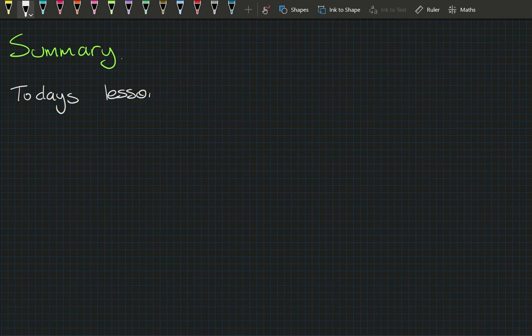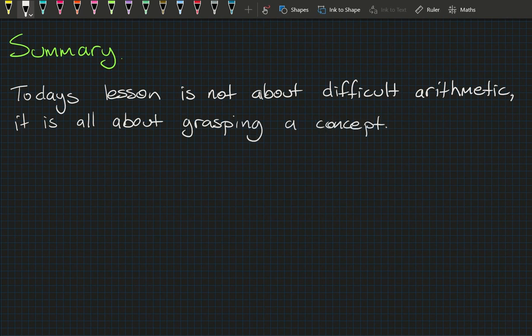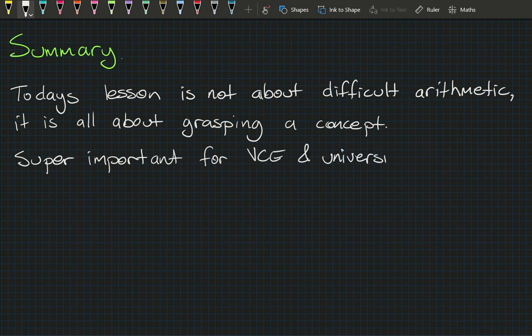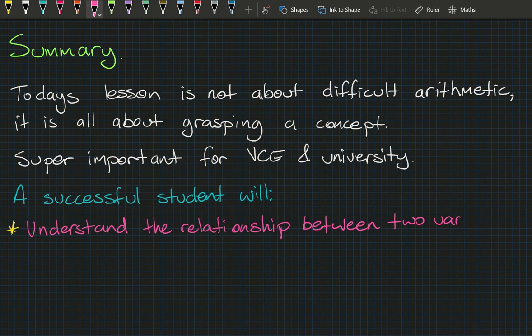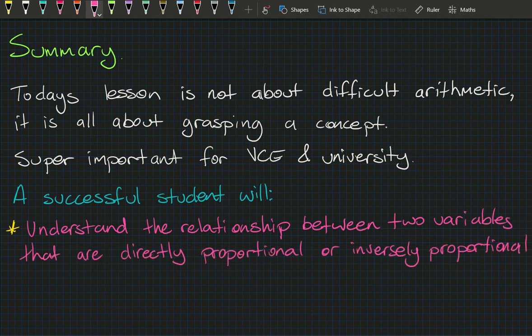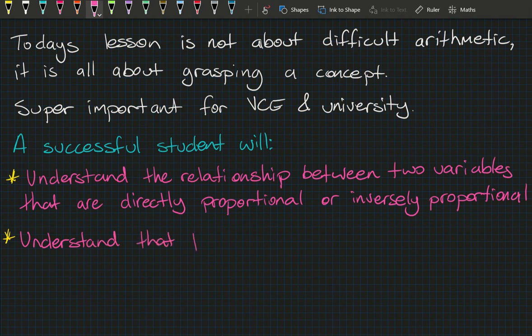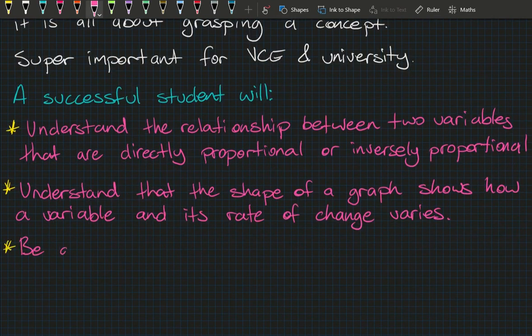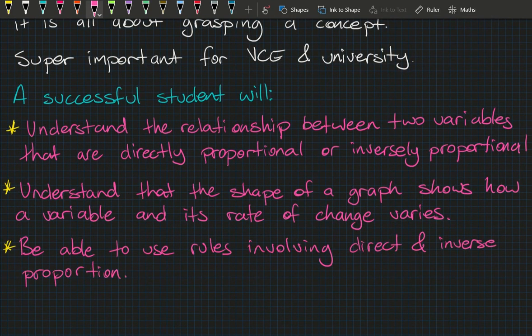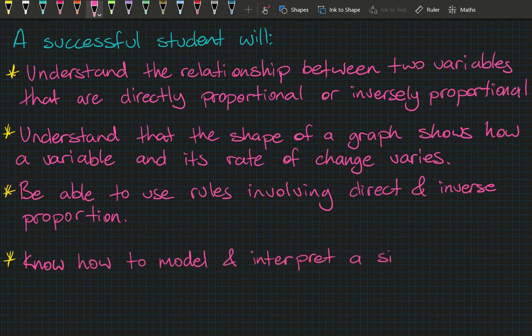Like many topics in this unit, today's lesson is not about difficult arithmetic, it's all about grasping a concept. And I can't stress enough how important this is going to be for VCE and university. Alrighty, so from today's lesson, a successful student will understand the relationship between two variables that are directly proportional or inversely proportional. Understand that the shape of a graph shows how a variable and its rate of change varies. Be able to use rules involving direct and inverse proportion, and know how to model and interpret a situation using a distance time graph.